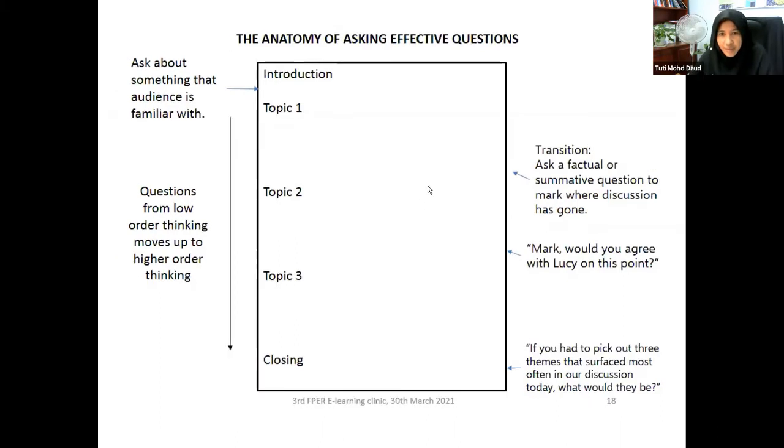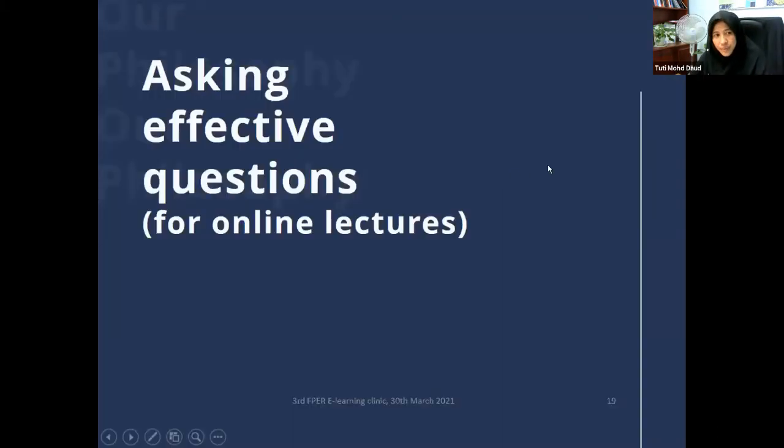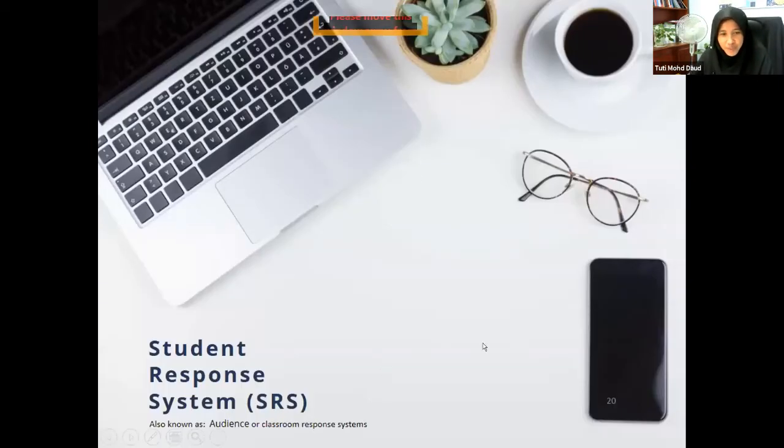Okay, moving on to the third aspect, which is how do we do all this online? This is where I think Dr. Aida will be demonstrating exciting ways of doing it online. I've looked at her questions, and I know I can't answer them, unfortunately, but it looks interesting. So what do we call this thing? It is called a student response system, audience response system, or classroom response system. In the olden days, it was called clickers.